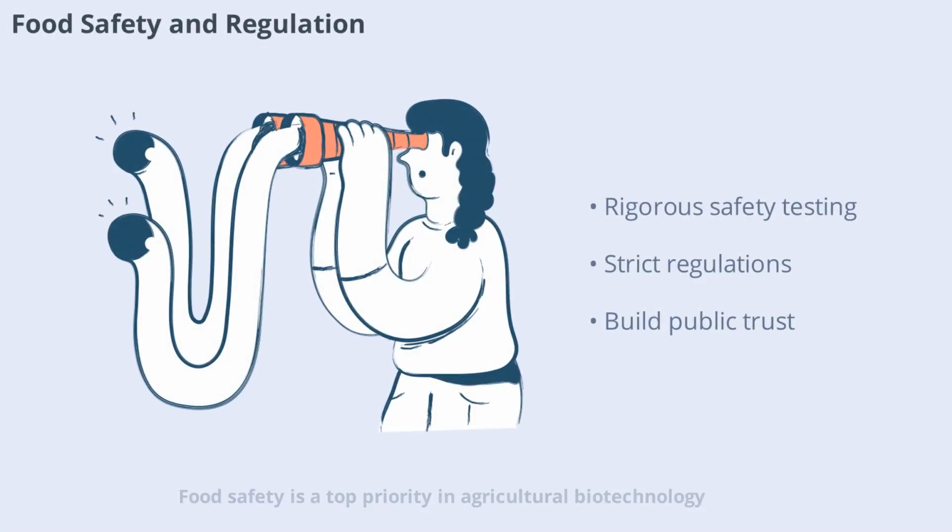Food safety is a top priority in agricultural biotechnology. GM crops and biotech products undergo rigorous testing to ensure they're safe for consumption and the environment. Regulatory agencies around the world evaluate these products before they reach the market. This careful oversight helps build public trust and ensures that biotechnology benefits society without compromising safety.